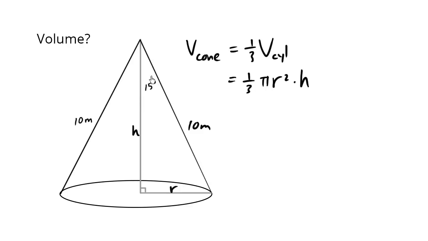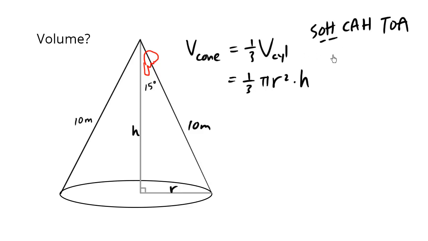I'm going to put our finger here on this 15 degrees and think about what we have here. We're interested in the opposite and the hypotenuse. This is the opposite from the finger, and this 10 is the hypotenuse. Let's write it out here. SOHCAHTOA. We're interested in the opposite and the hypotenuse.